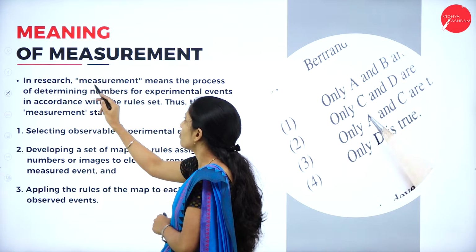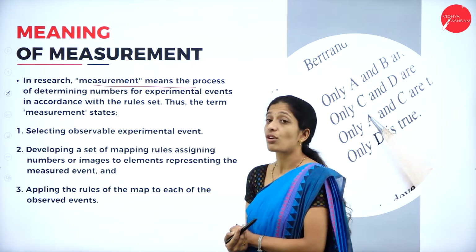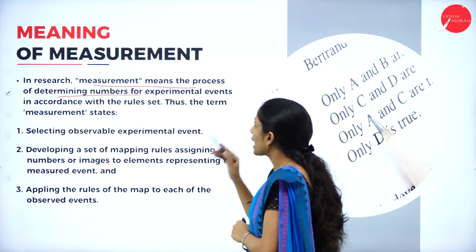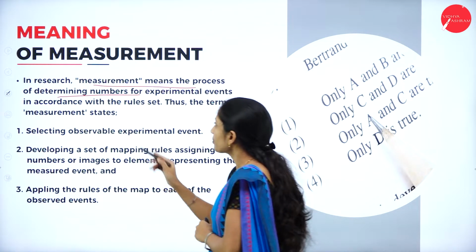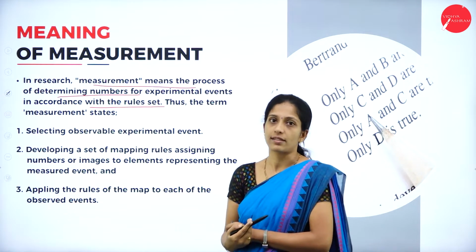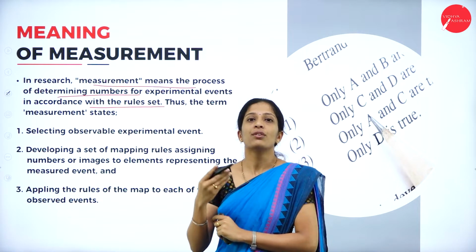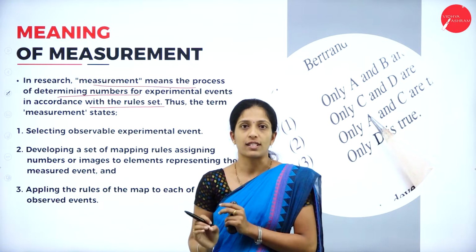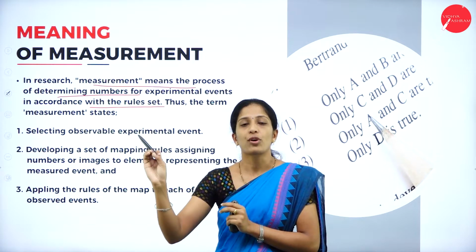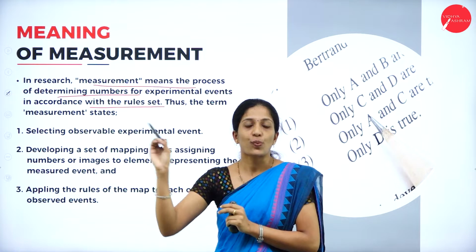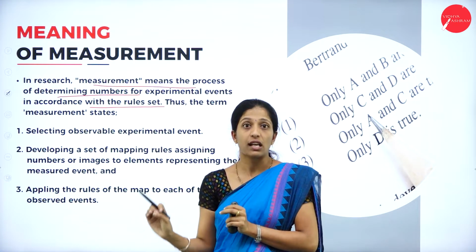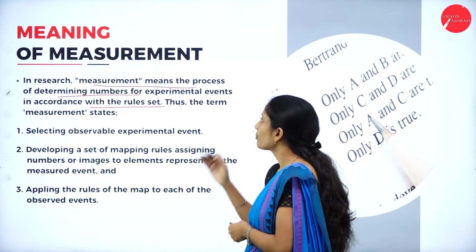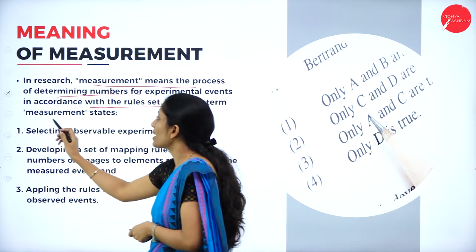In research, measurement means the process of determining numbers, that is numbering, for experimental events in accordance with the rules set. Suppose I am going to undertake a research activity where there are a number of processes. So how am I going to measure it? Process 1, process 2, process 3. That identification is called what? Measurement. Thus the term measurement states.